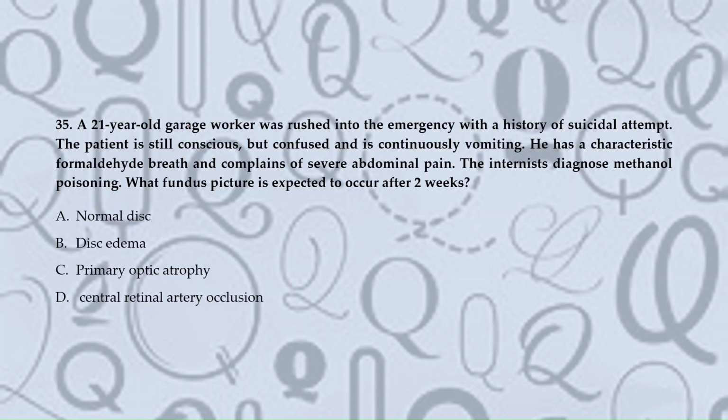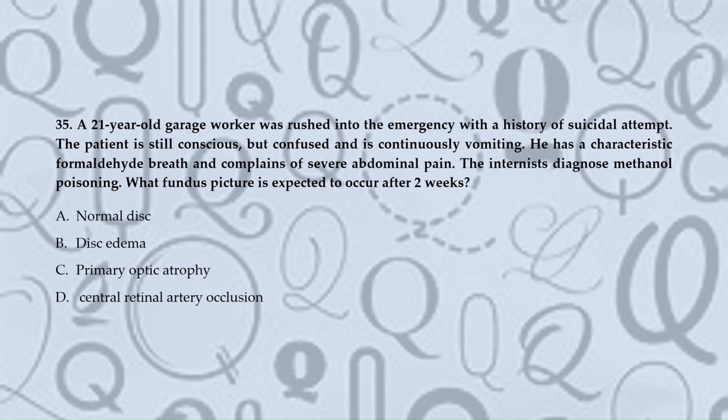A 21-year-old garage worker was rushed to the emergency with a history of suicidal attempt. The patient is still conscious but confused and is continuously vomiting. He has a characteristic formaldehyde breath and complains of severe abdominal pain.